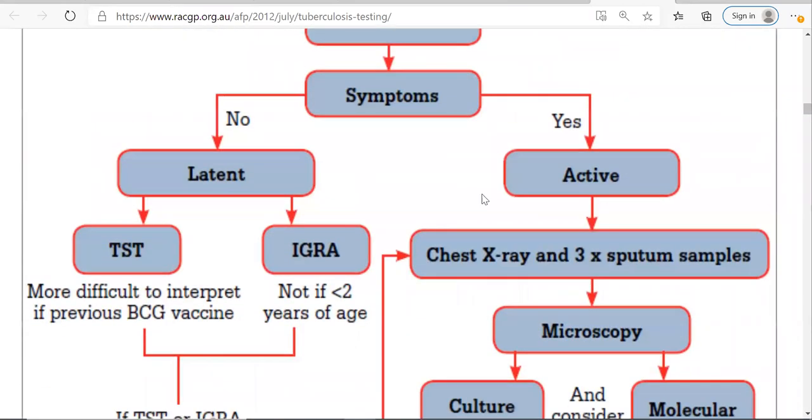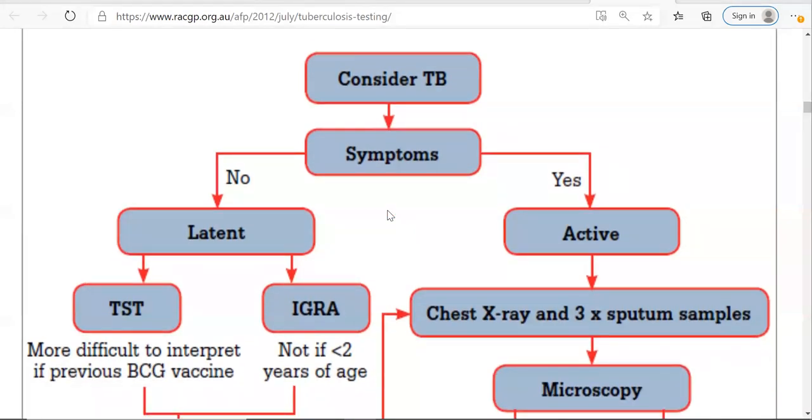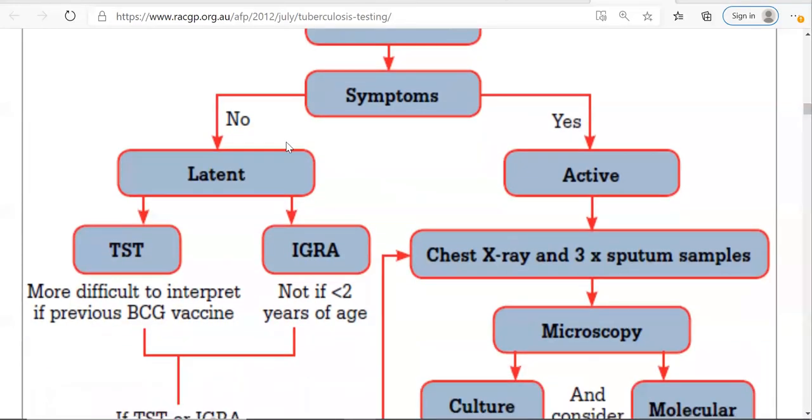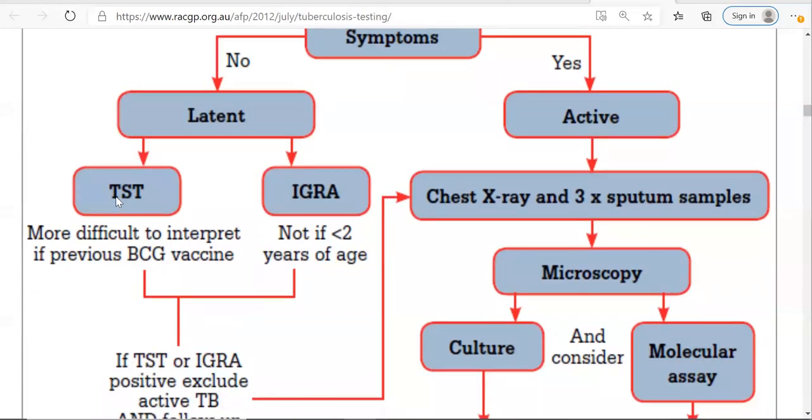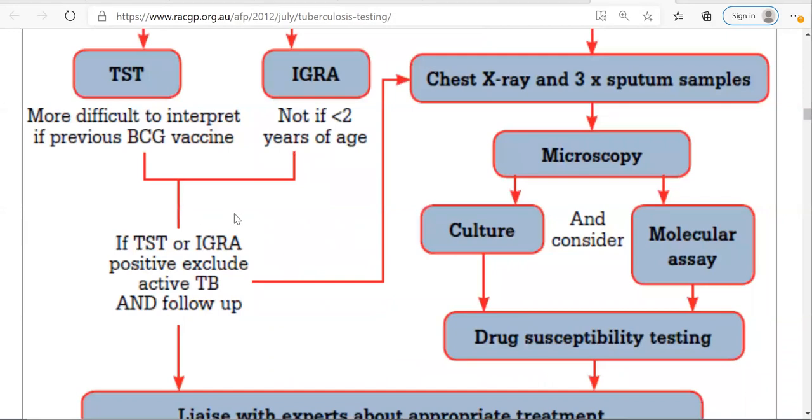So we are not going into detail of what is TB and everything, that will be discussed in our theory session. But for here, if you consider any patient having TB, the next thing you need to see is whether this patient is symptomatic or asymptomatic. If it is asymptomatic, then it's latent TB. You need to do either the tuberculin skin test, which is the Mantoux test, or IGRA. If Mantoux or IGRA is positive, you need to exclude active TB.